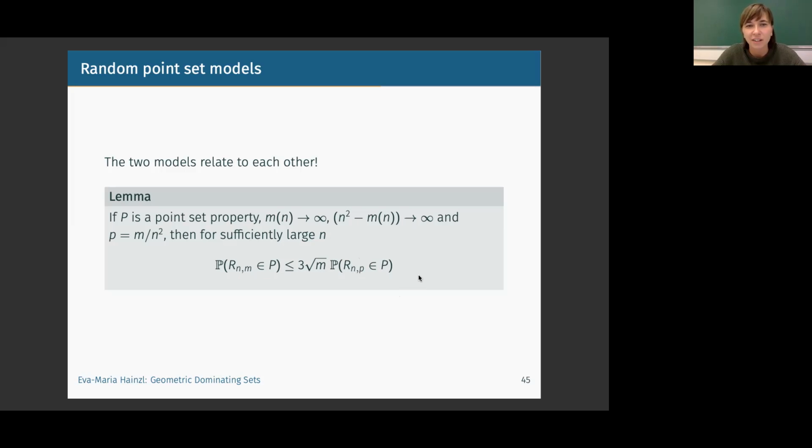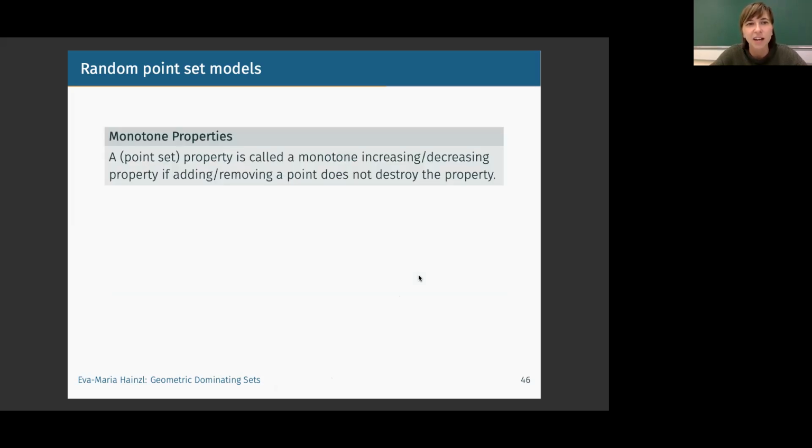And actually, we are in the really nice situation that we have monotone properties. A point set property is called monotone increasing if adding a point does not destroy the property. For example, if we have a dominating set and we add an arbitrary point to it, it will still be a dominating set. Conversely, we can also talk about monotone decreasing properties. For example, if we have a point set without collinear triples, removing a point does not destroy the property, no matter which point we remove. So this would be a monotone decreasing point set property.